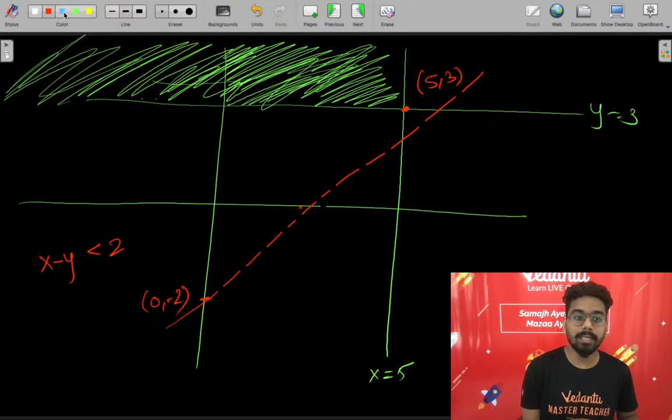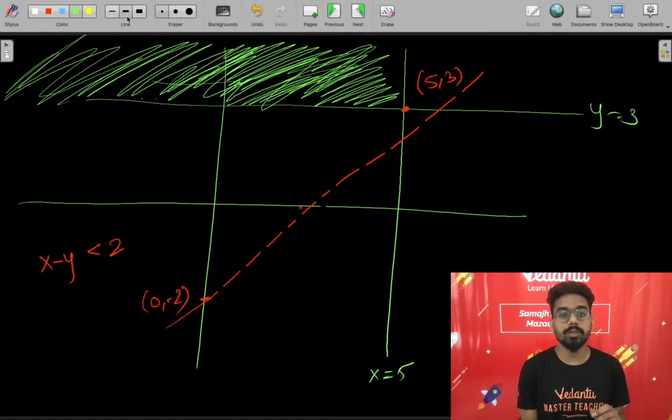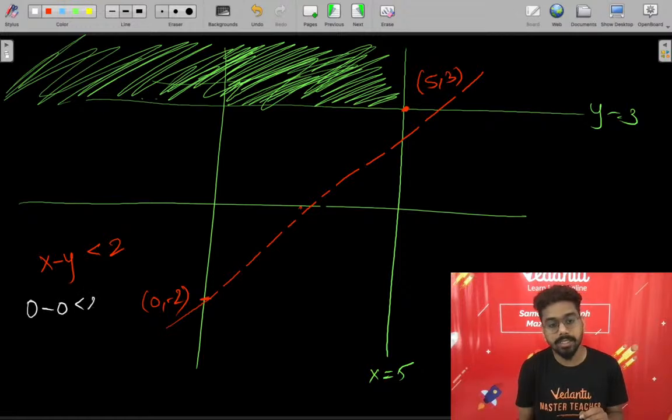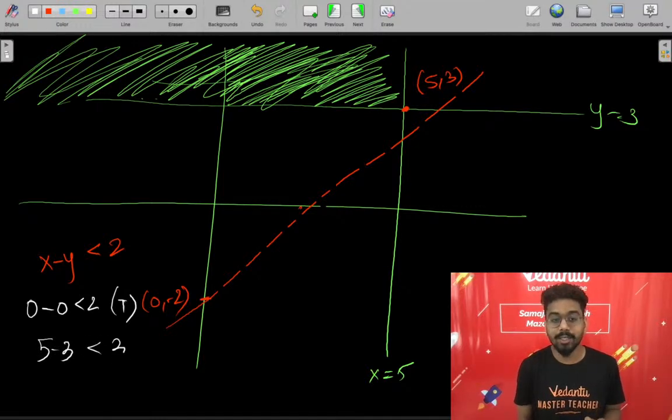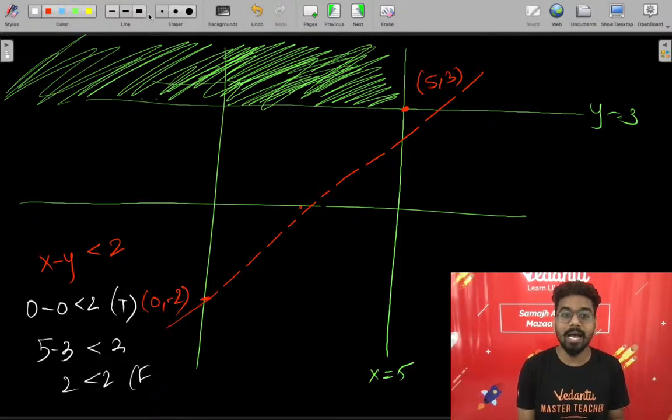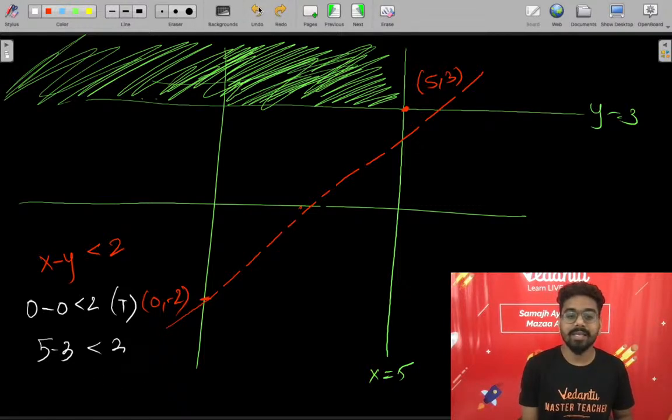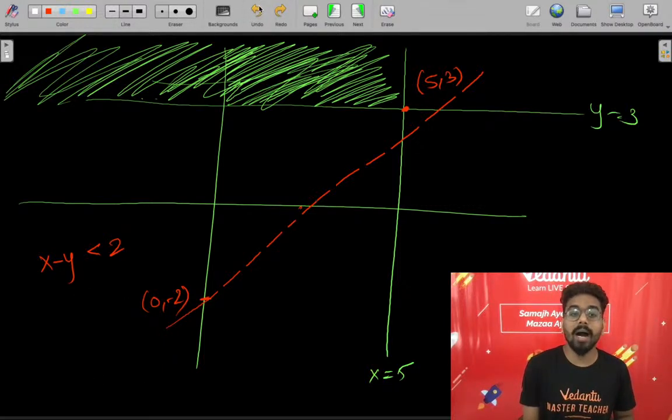अब यहां पर एक बात क्लियर करते हैं। Put x = 0 और y = 0: 0 - 0 < 2, बिल्कुल ठीक बात है, true है। Now put 5, 3: 5 - 3 < 2? 2 < 2 नहीं, false है, लेकिन ये equal to है। That means अगर आप चेक करोगे तो ये जो लाइन है, x - y = 2, passes through (5,3)। आई बात समझ में?